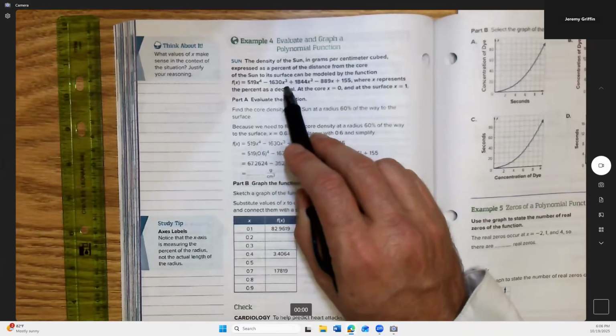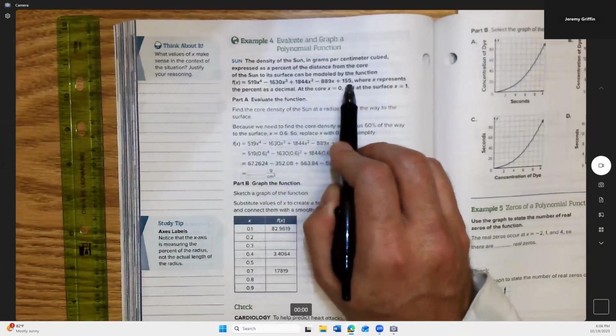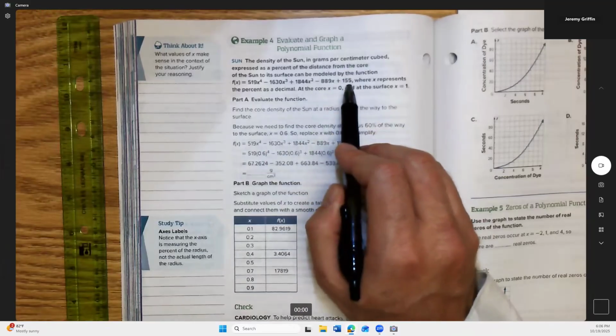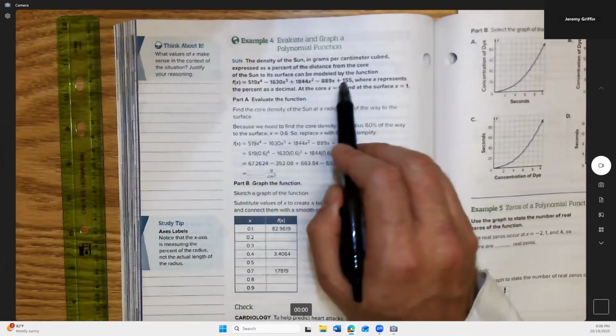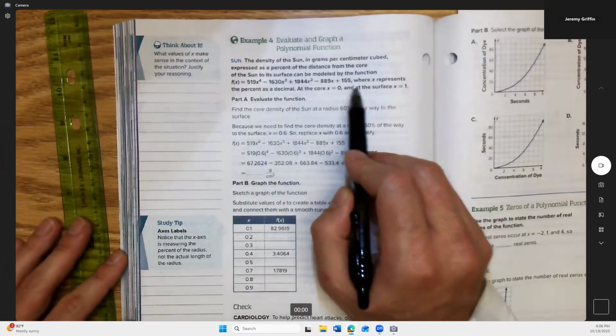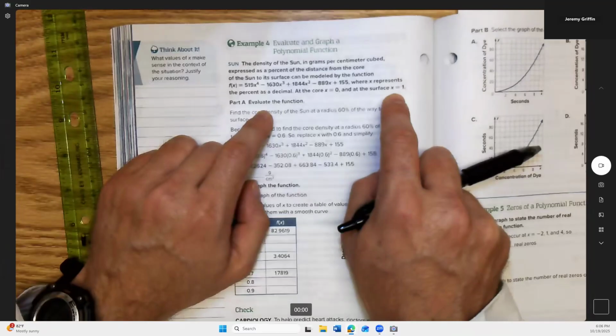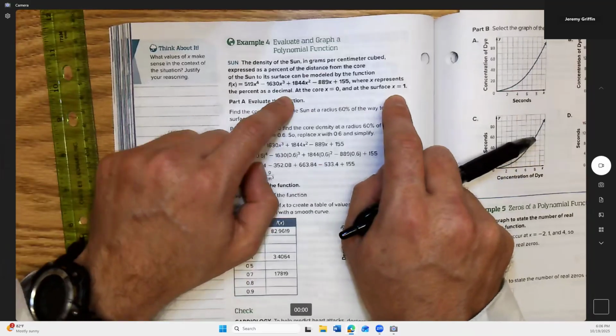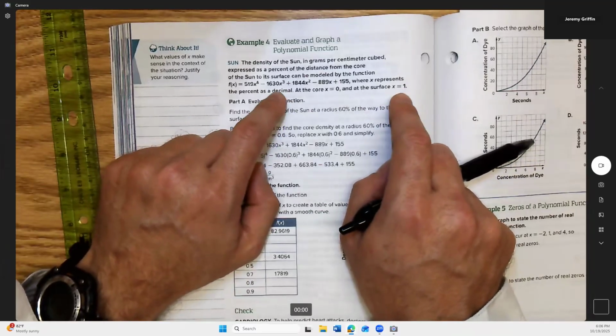Actually, I can see what it is before doing any calculation. The density would be 155 grams per cubic centimeter at the core. According to this equation, it would be, because if x is 0, you're just left with 155. Now, you can go up to the surface, x equals 1. I suppose that would be the domain. If that question pops up, what's the domain? The domain would be between 0 and 1.